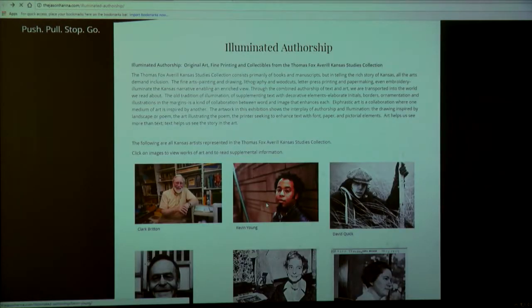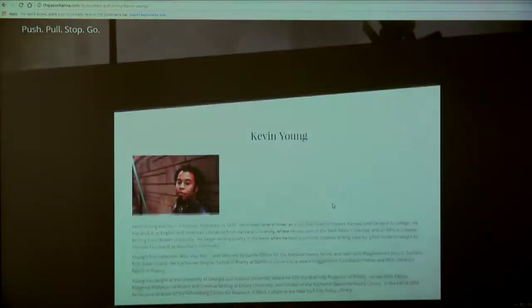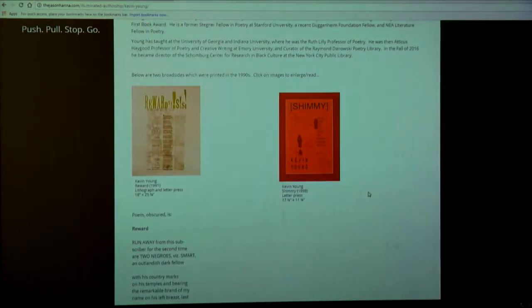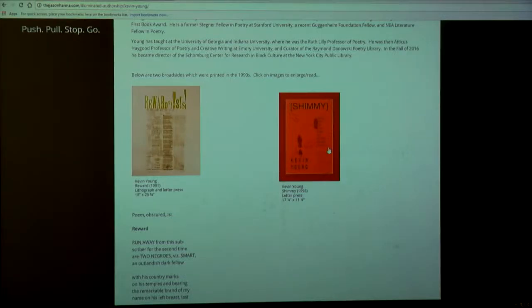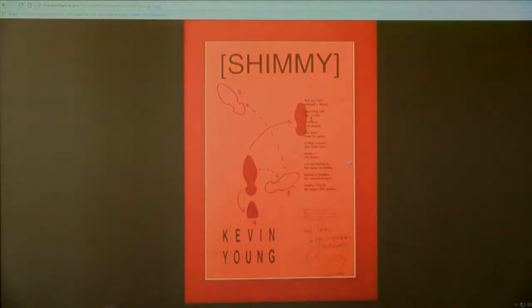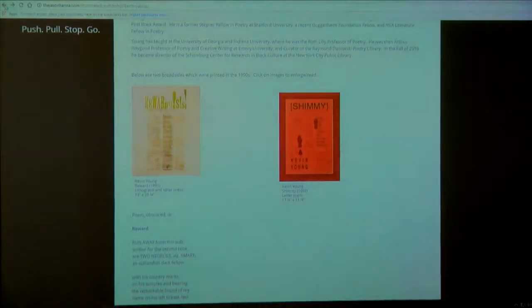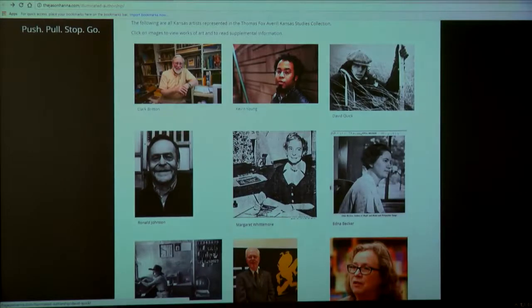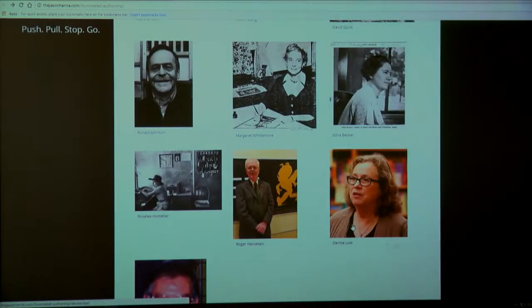We also found posters in the collection that had been done by Kevin Young, who's one of the great poets in the United States, also happens to be from Topeka, Kansas, also happens to now be the director of the Schomburg Center in New York City at the Public Library, and the current poetry editor of the New Yorker. So Kevin had given these two pieces to our collection, actually to me, and then I'd given it to the collection. So there's some important work there to be looked at. And we had some fine printing as well.